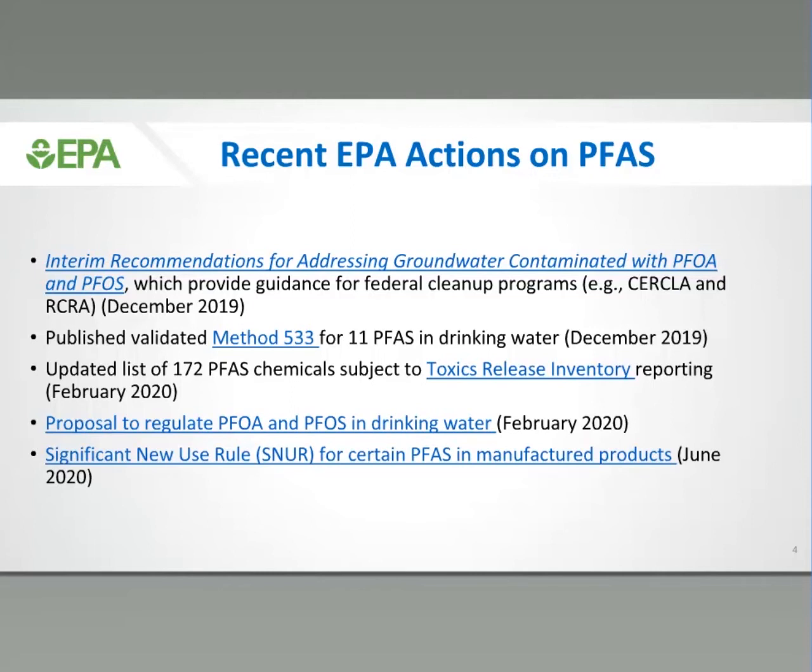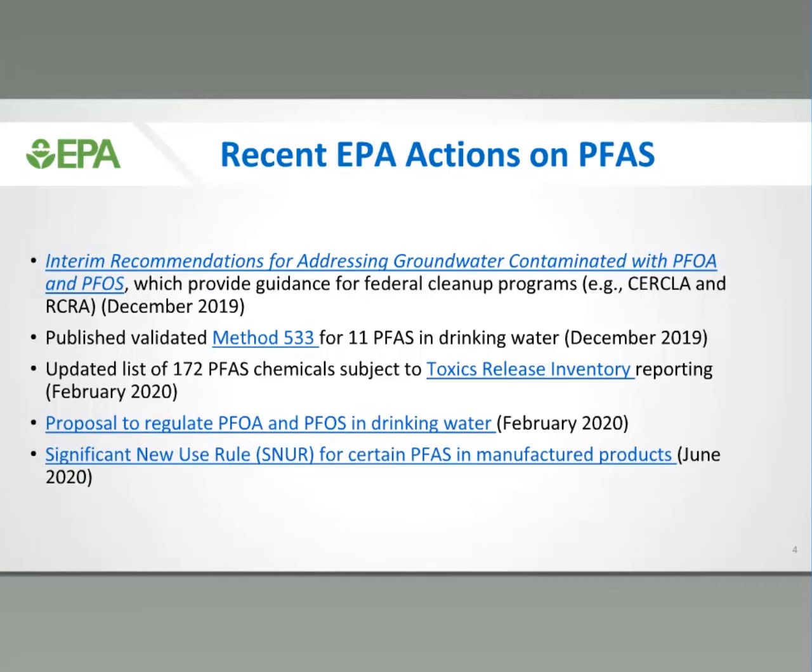EPA's Office of Water has developed and validated and published Method 533 for 11 different PFAS in drinking water. Now, this is a complementary method to Method 537.1, which was led by the Office of Research a couple of years ago, which focuses on longer chain PFAS chemicals. But between these two methods, EPA now has validated drinking water methods for a total of 29 different PFAS chemicals.